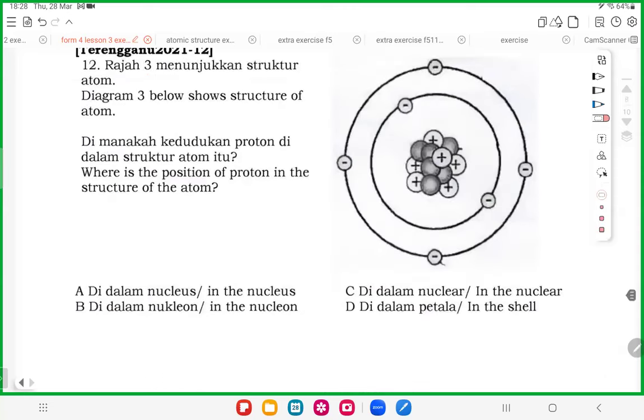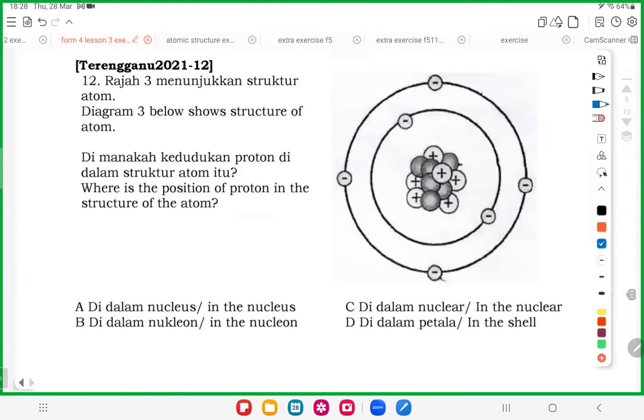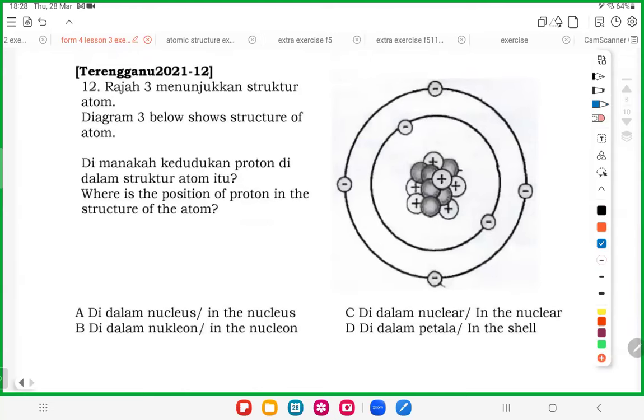Okay, all right. So here, the next thing. This is the picture. They ask, what is the position of the proton? Where do we find the proton? The proton is in the middle of the atom, which is called the nucleus. Inside the nucleus, you have your proton and your neutron. Remember, nucleus, not nuclear, not nucleon. So please be very careful.